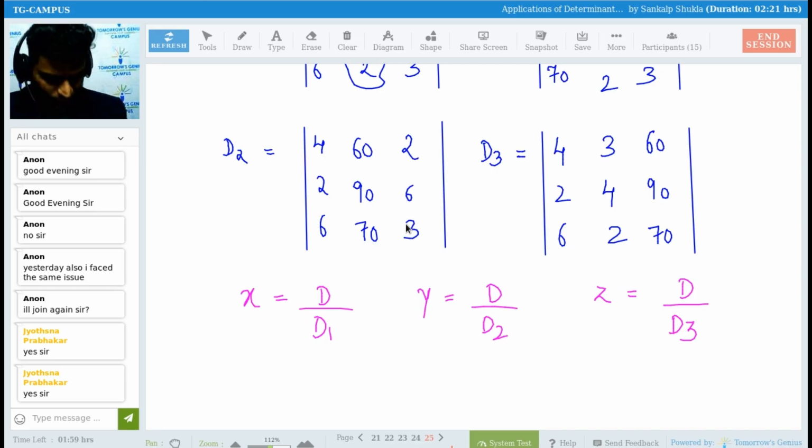Okay. So guys, please try to solve for the values of D, D1, D2 and D3.